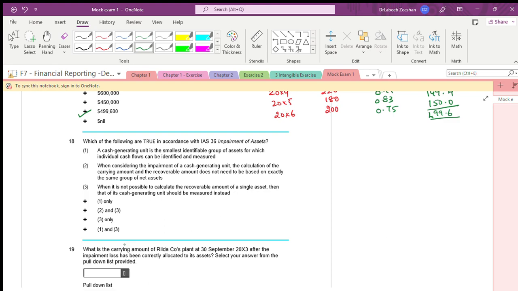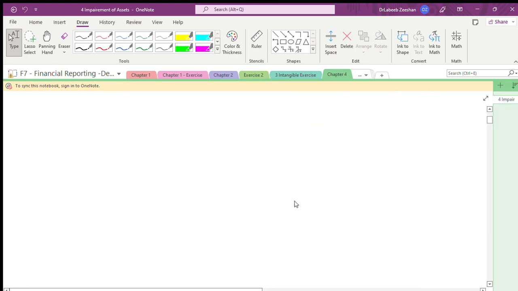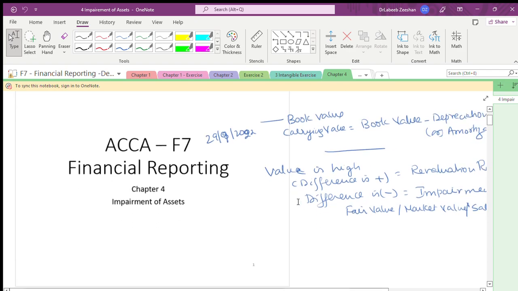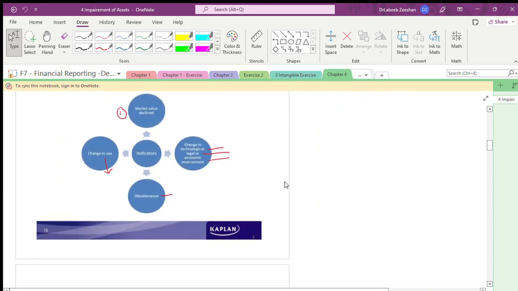Which of the following is true in accordance with IAS 36? It would be better to have one review of IAS 36, impairment of assets. We will revise it. These are the learning objectives.